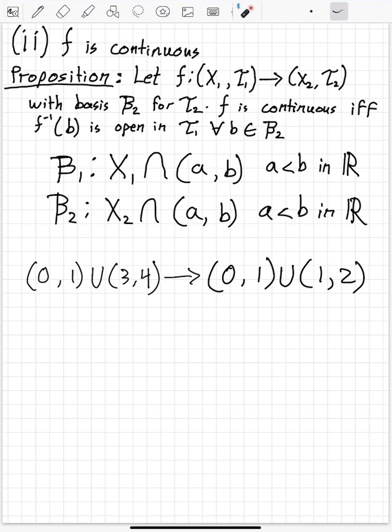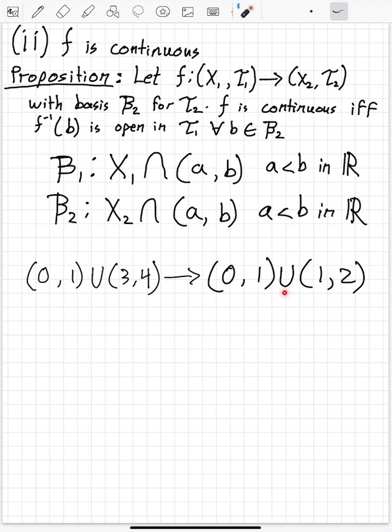And when we look at the preimage of this element in beta 2, we know that the preimage of (0, 1) is (0, 1), which is open in tau 1. And the same is the case for any interval between 0 and 1. If a and b were between 0 and 1, for any open interval, it will map onto an open interval between 0 and 1 over here, and that will also be open. And the same is the case between this segment and this open interval.